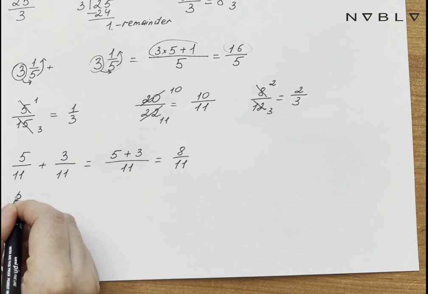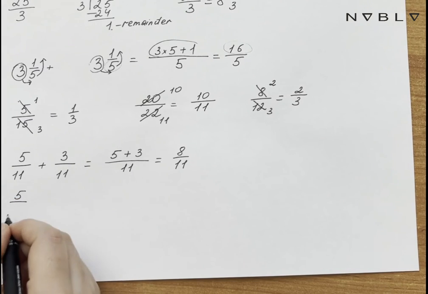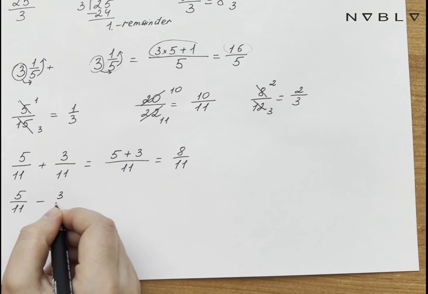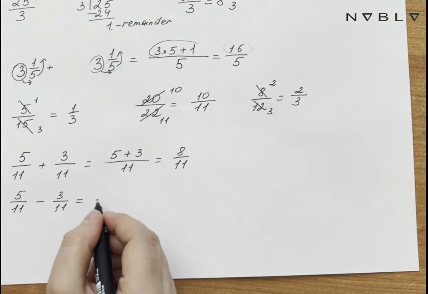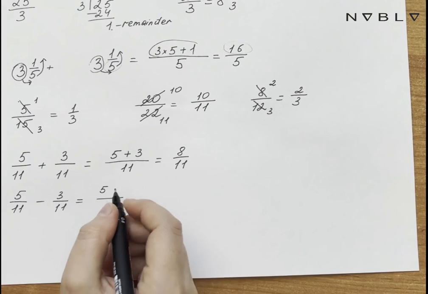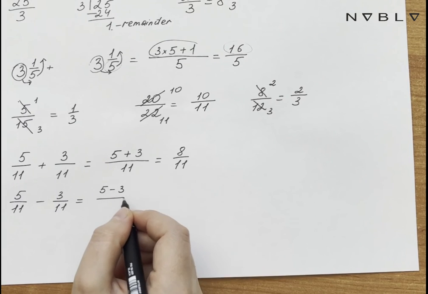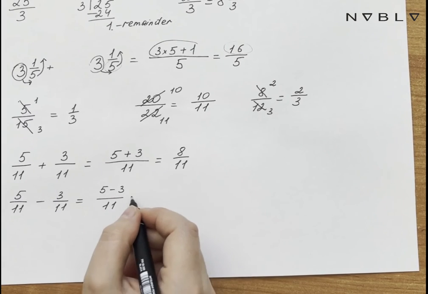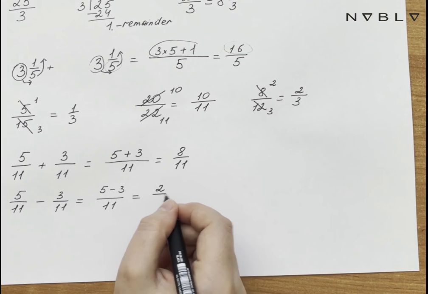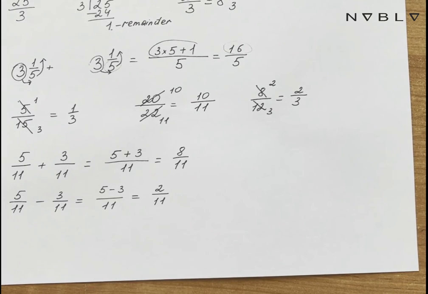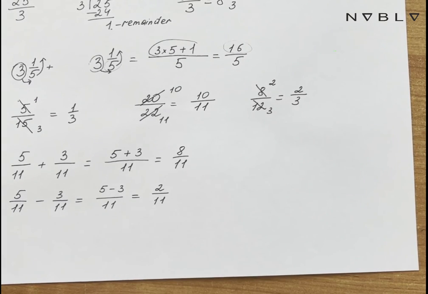And also we can subtract it. It will be 5 minus 3 over 11. It will be 2/11.